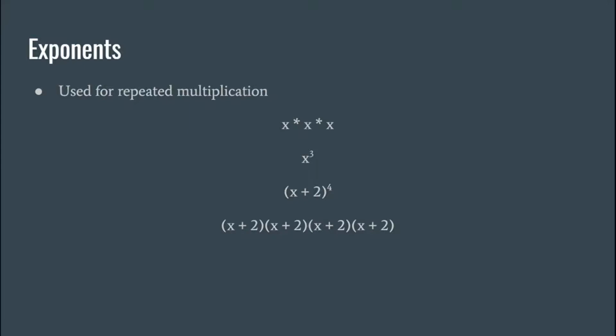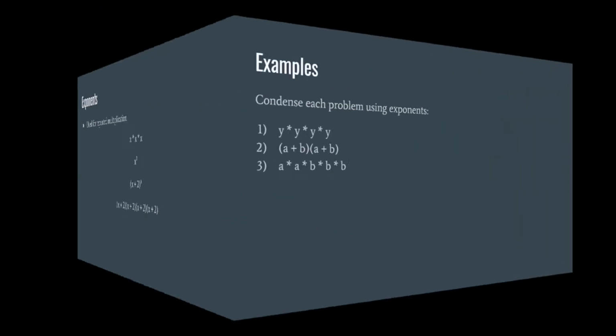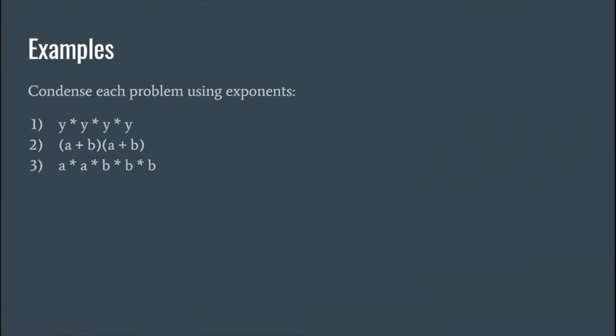Okay, so I hope that wasn't too confusing. So let's try an example. So we're going to condense each of these using exponents. So the first one, y times y times y times y. It's kind of similar to the first example I gave on the previous slide. So if you said y to the 4th, you'd be right.